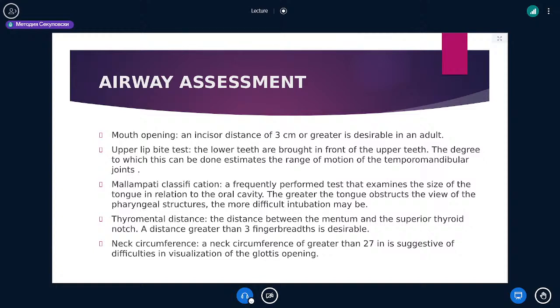Okay, about the airway assessment, what is important? First one is the mouth opening. An incisor distance of 3 centimeters or greater is desirable in an adult. Upper lip bite test: the lower teeth are brought in front of the upper teeth. The degree to which this can be done estimates the range of motion of the temporomandibular joints.